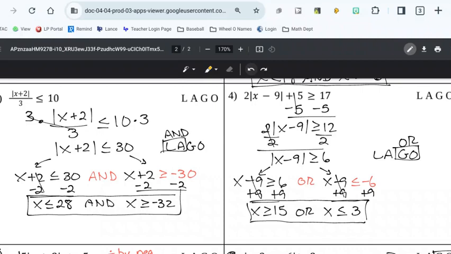Number 4, we need to subtract that 5, then divide by 2. We are left with a greater than or equal to 6. Greater than would be an OR problem. We split. Again, make sure when you split to that second equation, you flip that sign and make your number negative.